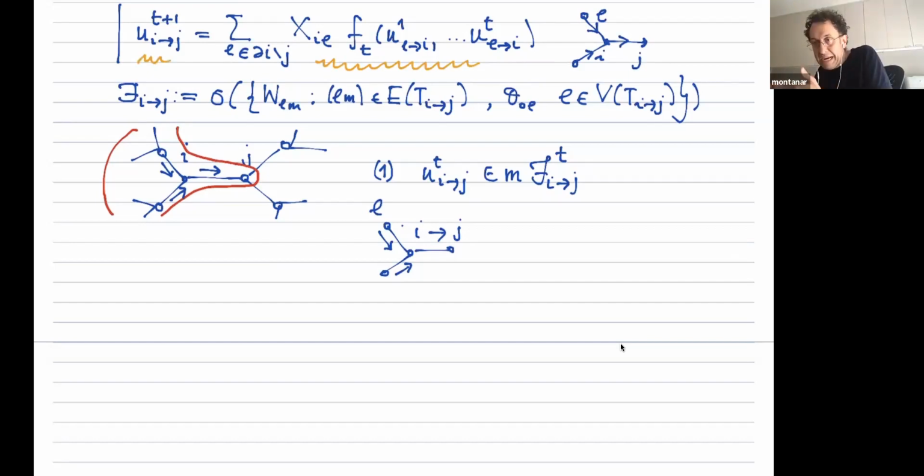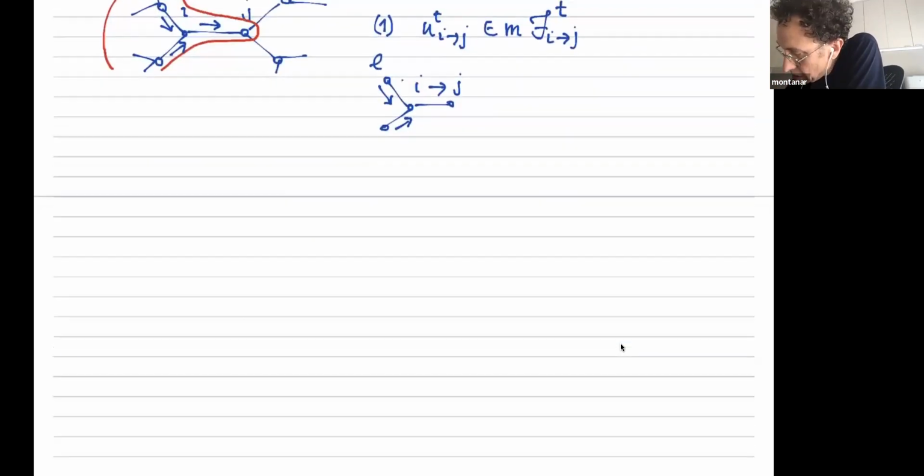The incoming messages are independent because they depend on distinct sub-trees. And therefore, perhaps I can apply the central limit theorem to compute this sum, and this will be approximately Gaussian. And so this is indeed true. That is, you can prove a state evolution result for this algorithm on the tree.